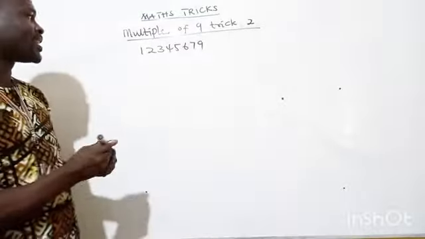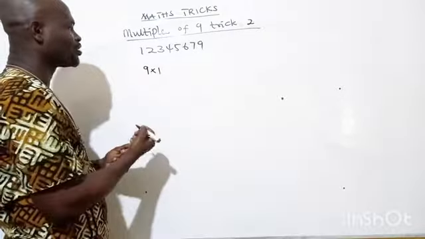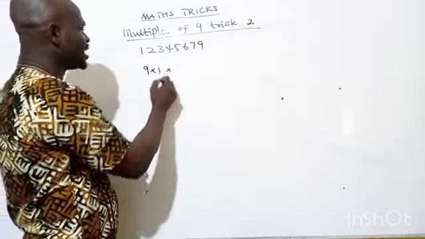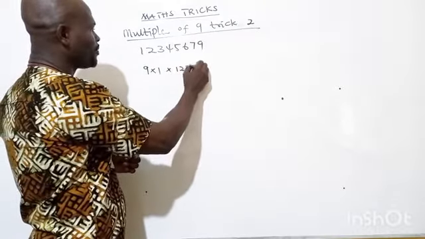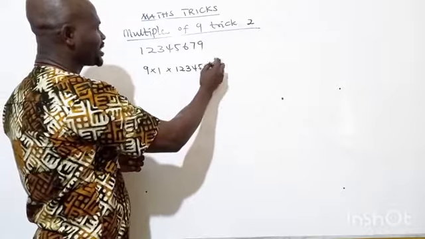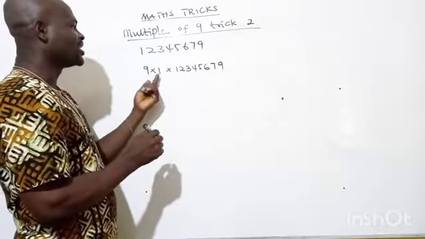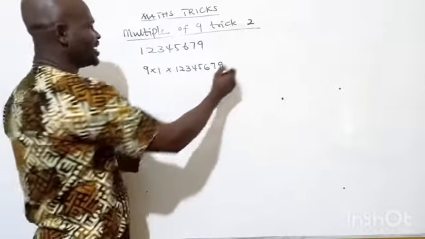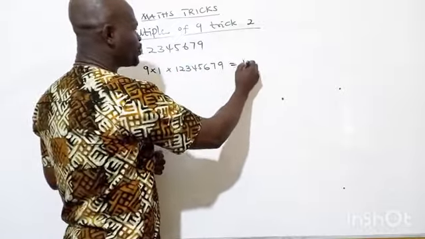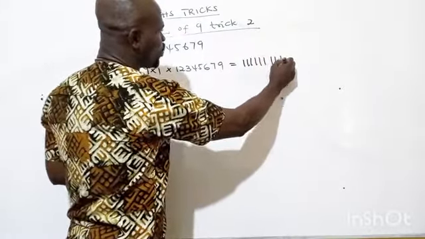So let's take the first one. We know 9 times 1 is equal to 9. So this 9 times 1, 2, 3, 4, 5, 6, 7, and 9. When you multiply 9 by 1, 2, 3, 4, 5, 6, 7, and 9, the result that you'll be getting is 1, 1, 1, 1, 1, 1, 1, 1, 1.